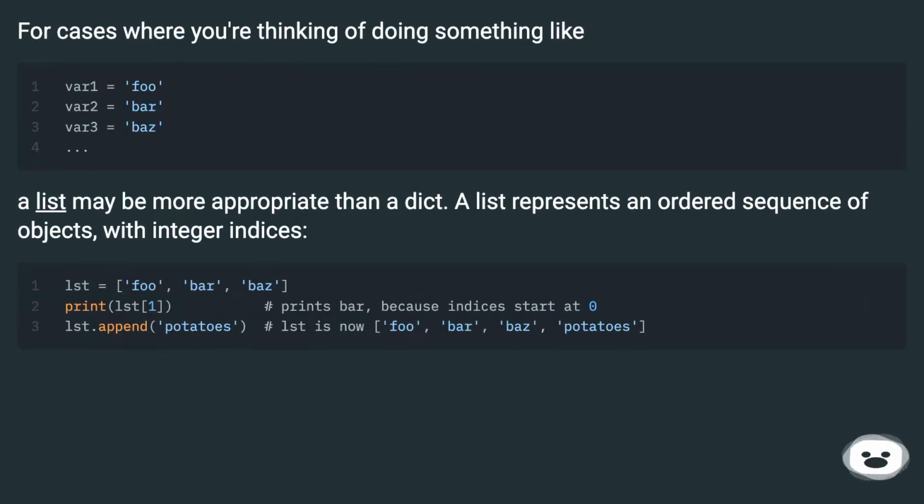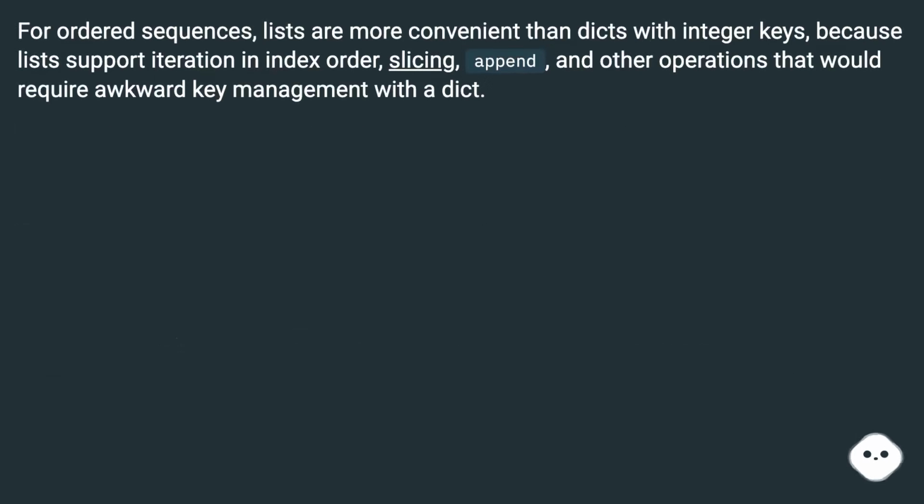For cases where you're thinking of doing something like this, a list may be more appropriate than a dict. A list represents an ordered sequence of objects with integer indices. For ordered sequences, lists are more convenient than dicts with integer keys because lists support iteration in index order, slicing, append, and other operations that would require awkward key management with a dict.